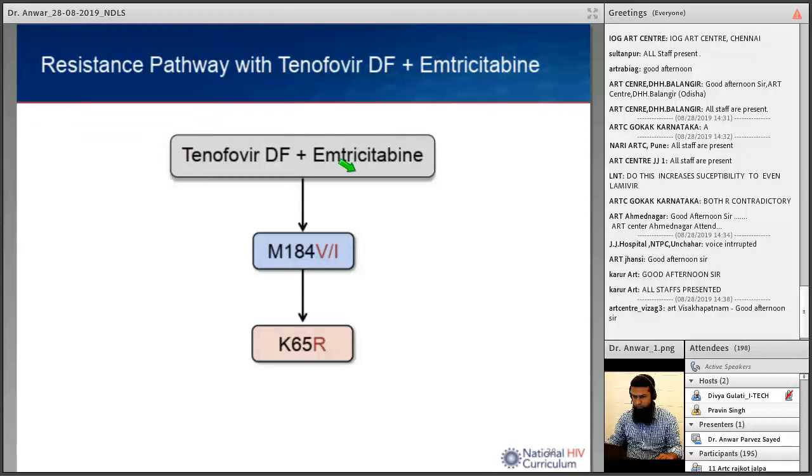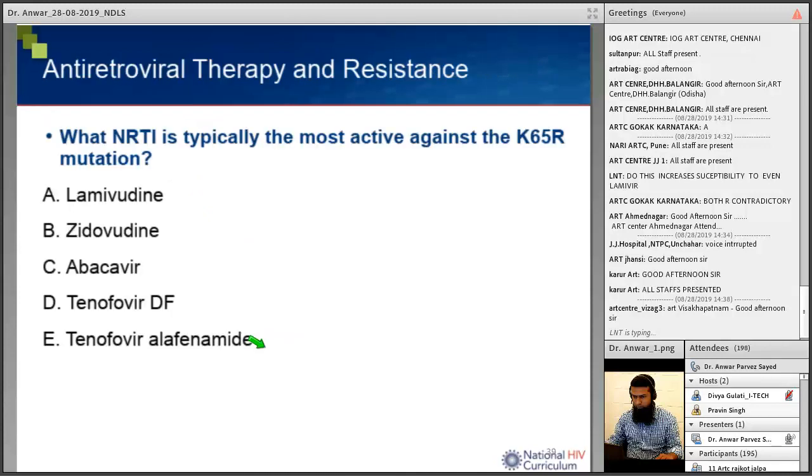So, tenofovir we give in combination with either emtricitabine or with lamivudine. Again, the first mutation to appear will be M184V. Then after that, K65R is another mutation which is actually related to tenofovir. So, in presence of K65R, tenofovir will be resistant in those patients.